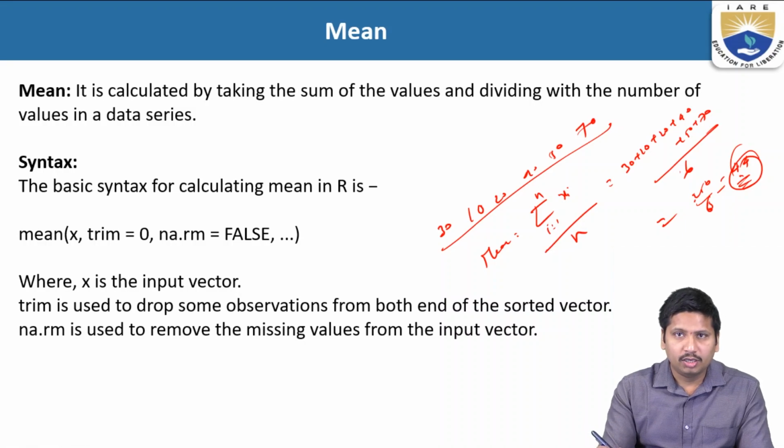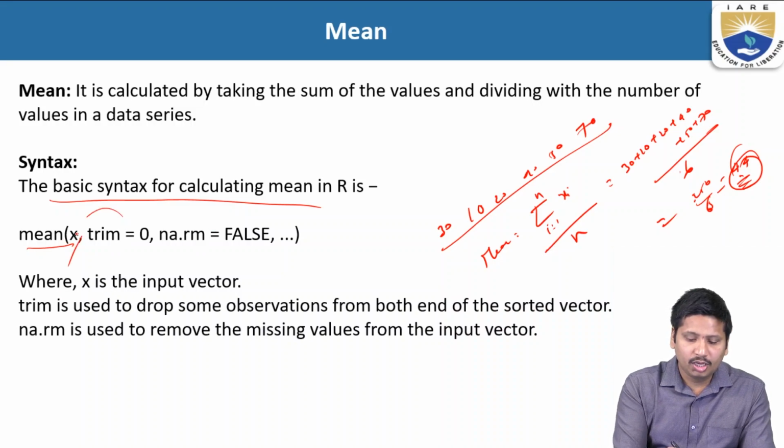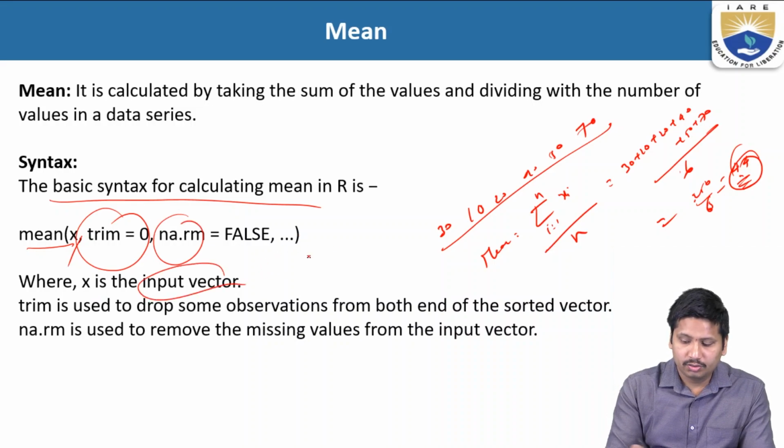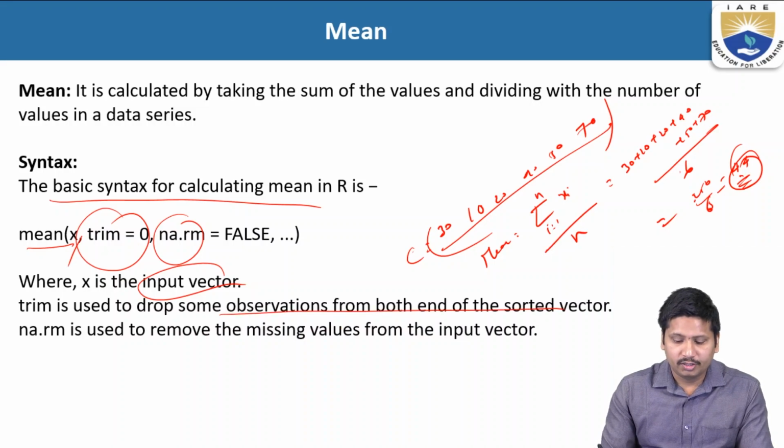What should be the R code or command for calculating the mean? We can see now. Mean is the function, x is the value, and trim and na.rm are optional. Here x is the input vector, which is the vector data, and trim is used to drop some observations from both ends of the sorted vector.